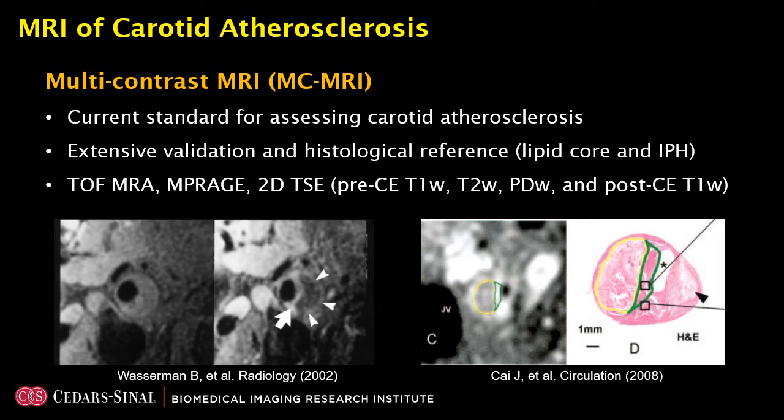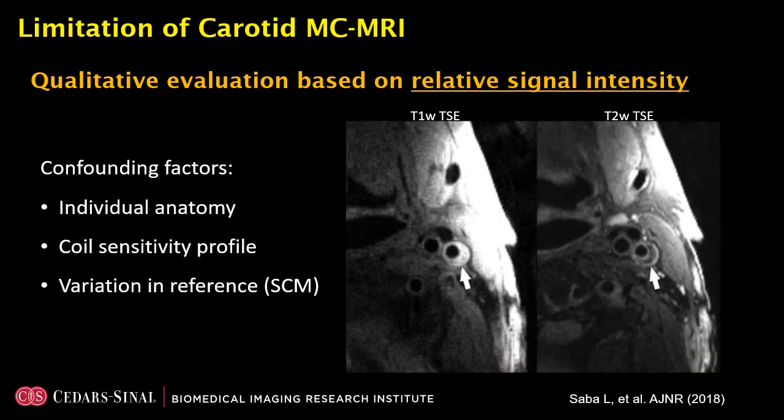Later study also found that contrast enhancement in conjunction with T1 weighted images can enhance the appearance of fibrous cap and surrounding tissue, therefore allowing the detection of large lipid core. Despite being well validated over the years, multi-contrast MRI has yet to become the clinical routine. In my opinion, one of the main limitations is the qualitative nature of the imaging.